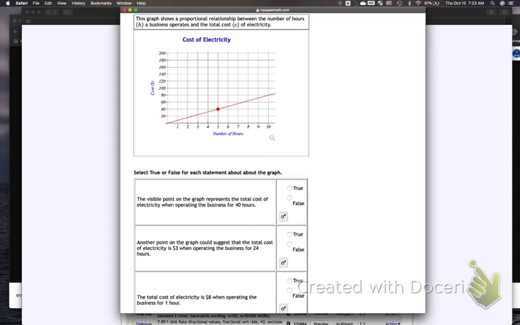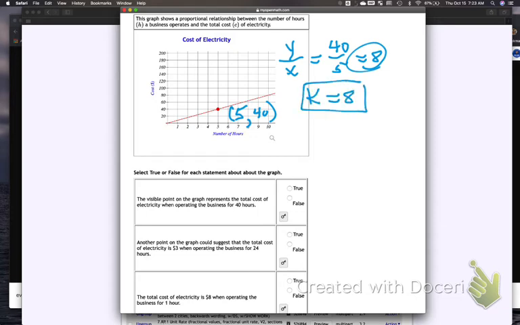Okay, so this problem is extremely similar to the last one. It looks like it's probably a little bit easier to find the constant of proportionality, but let's look at the point that is plotted there. This point is at 5, 40. So remember, take the y values, divide by the x values. 40 over 5 simplifies to 8. So we know that k is equal to 8. In other words, the constant of proportionality is 8.